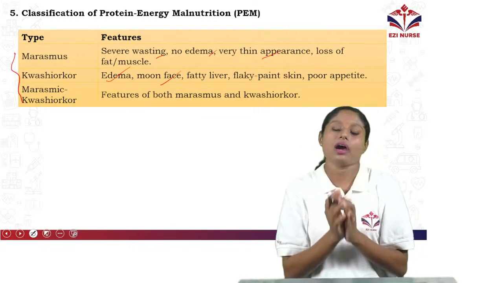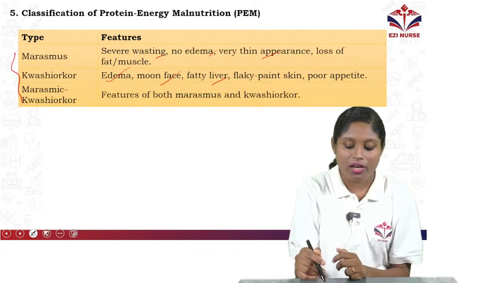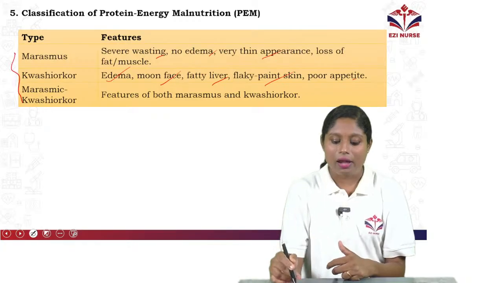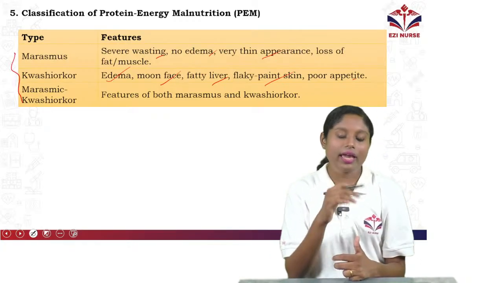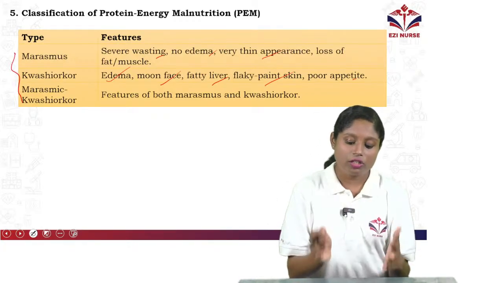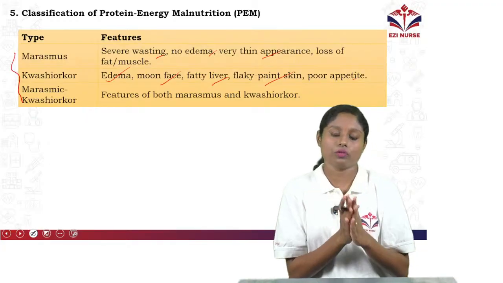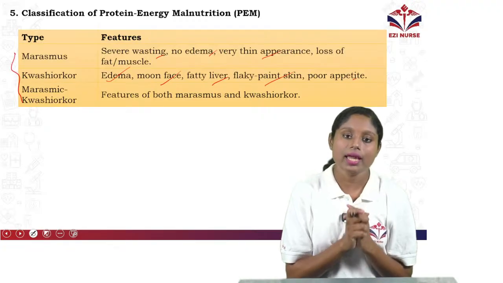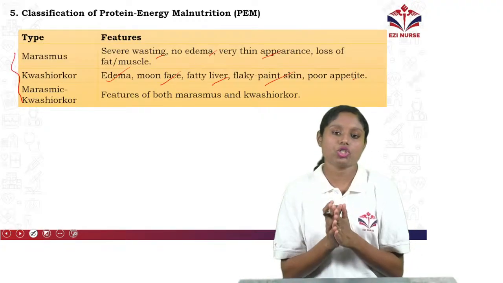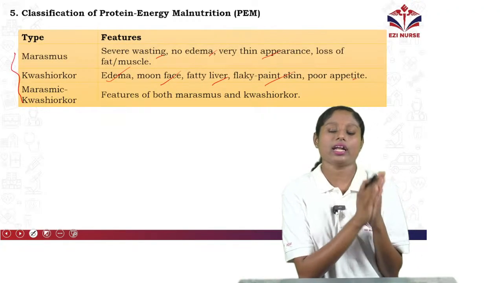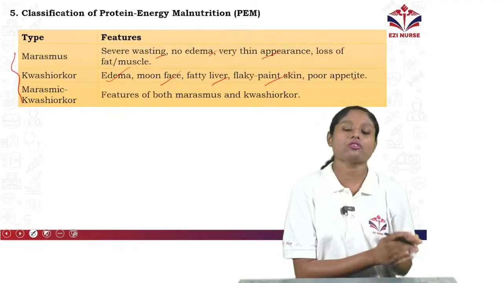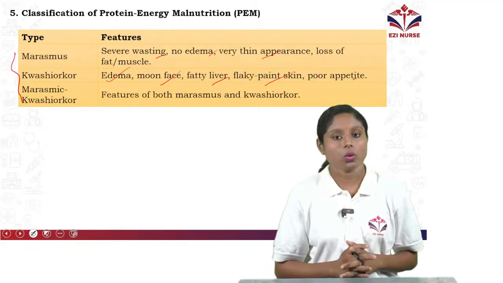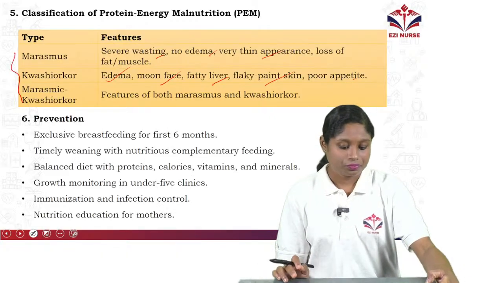So the face will be round, moon shaped, with fatty liver, flaky pink skin and poor appetite. In case of marasmic kwashiorkor, features of both marasmus and kwashiorkor will be present in the baby. So this is the classification of protein energy malnutrition. It is mainly classified into three categories: marasmus, kwashiorkor, and marasmic kwashiorkor.